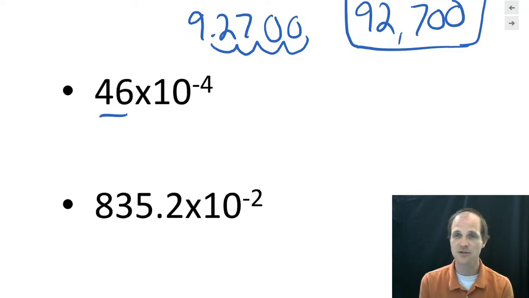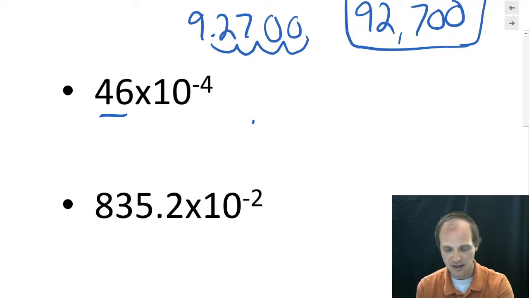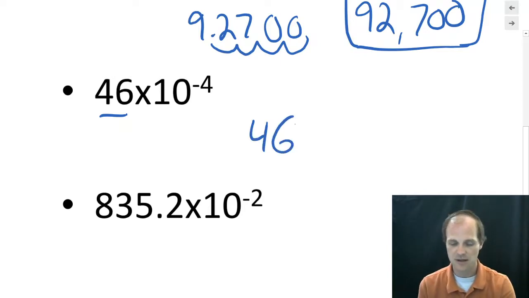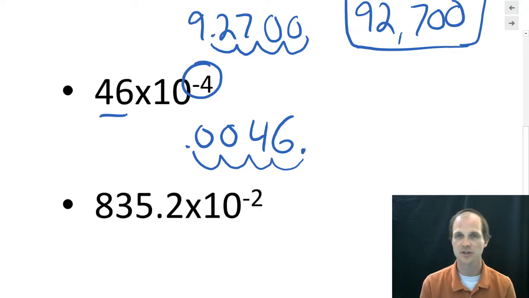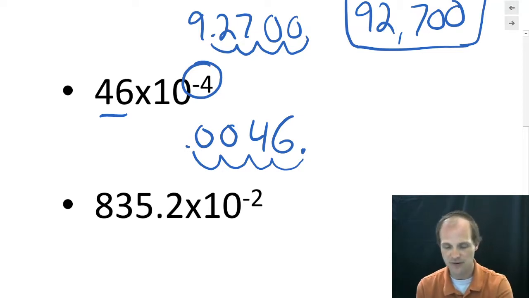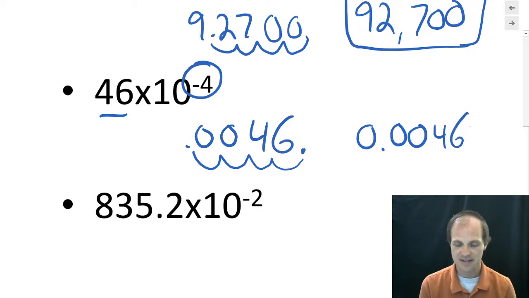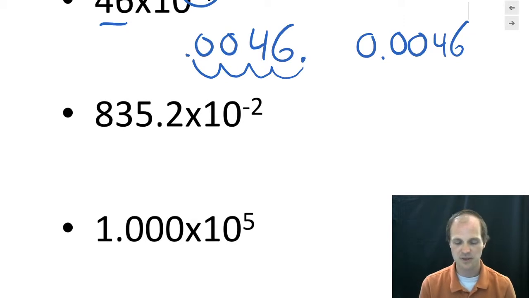And just be aware, if I ask you for proper scientific notation in this class, you better have a coefficient between 1 and 10. But we're just going to write our starting number there, and we're going to move that decimal point. There's none written, which means it's right after. 1, 2, 3, 4 spots. Why did I move it to the left? Because I had a negative exponent, which told me I had a small number. I want to make this number very, very small. So I end up with 0.0046. It's 46 times 10 to the minus 4th. How about the next one? 835.2 times 10 to the minus 2. Small number. 1, 2.